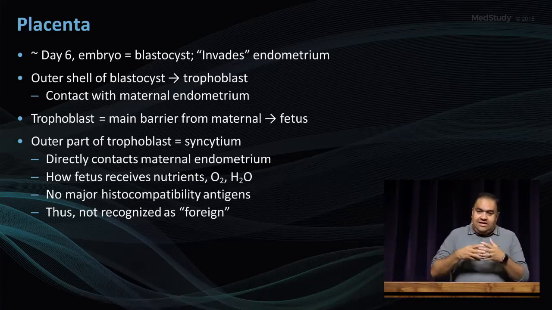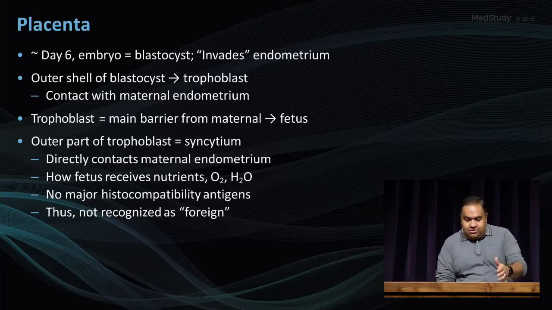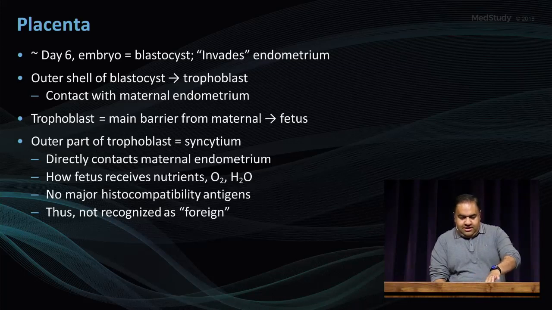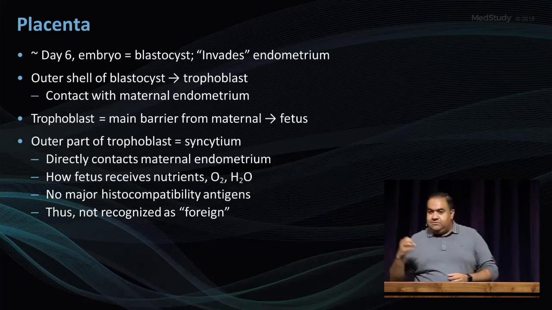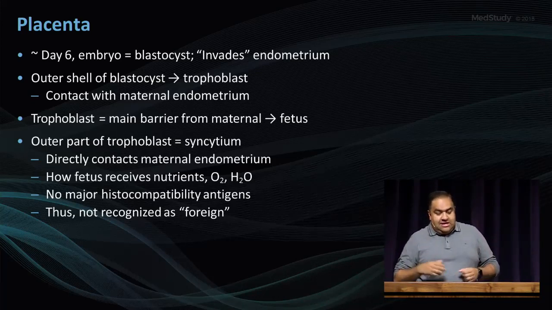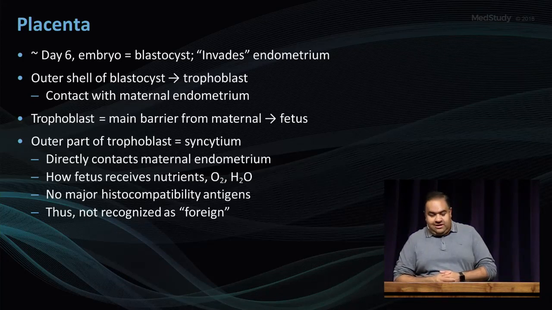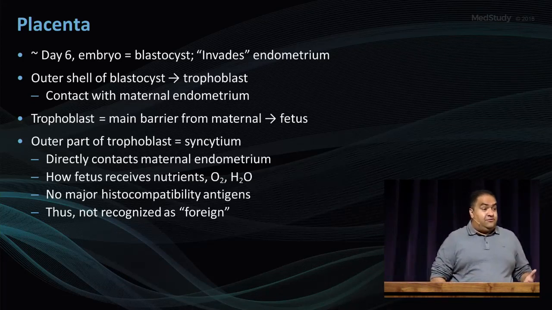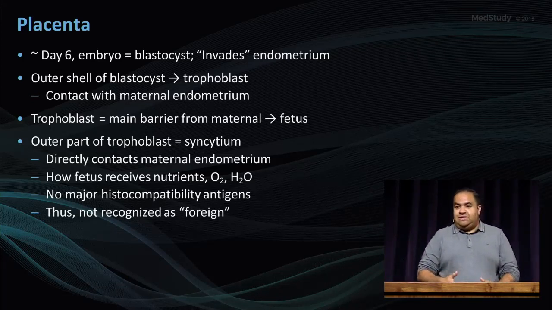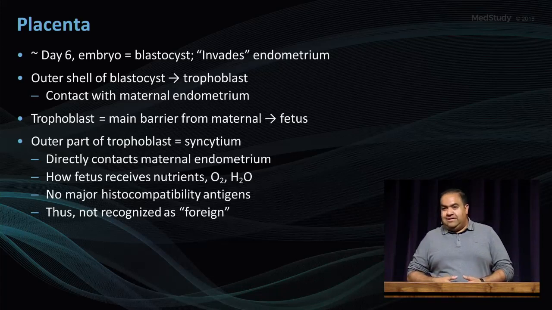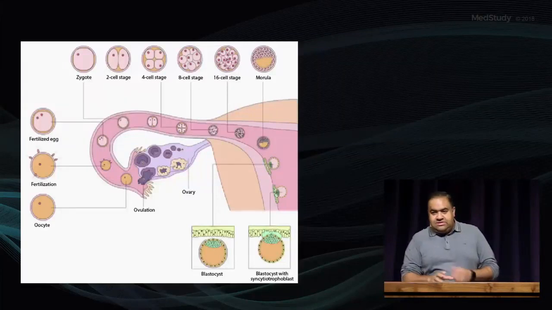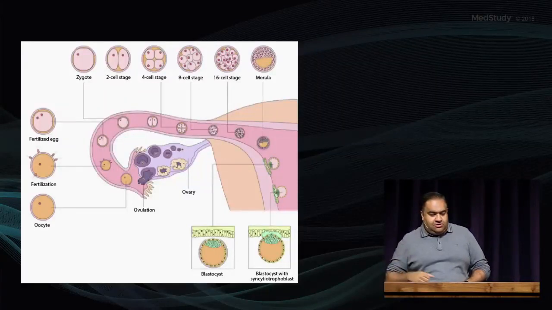The fronds then allow for greater surface area, so let me just go through right here. The trophoblast we talked about, the outer part of the trophoblast, directly contacts the maternal endometrium. The fetus gets its nutrients this way, and there are really no major histocompatibility antigens, so it's not recognized as foreign. That's a good thing. We don't want the baby to be recognized as foreign in the mom, because the body will be like, okay, out you go, right? So this is the cell stage cycle.